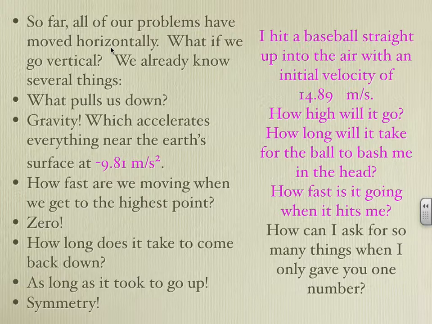Because we know a lot more than we think we do. In a problem like this, I look like I only gave you one number, but really we know quite a few numbers. So the first one. What do we know? Well, we know I gave you 14.89 meters per second. If it's meters per second, it has to be a velocity. Is this initial or final? Initial. It's the final velocity coming off the bat, but the initial velocity in the air where we are talking about here. So we know that's our initial velocity.